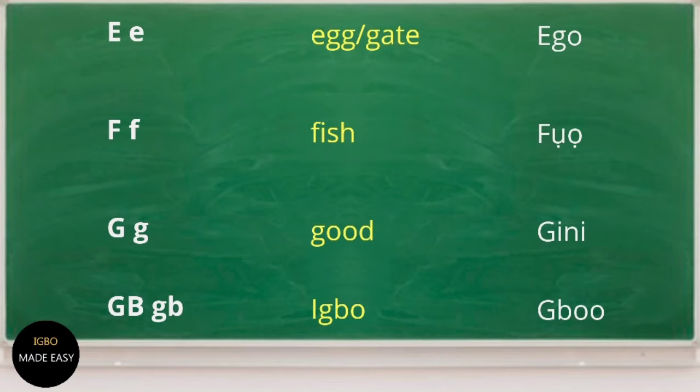Now for fee, fee is the same regular F sound you have in English, as in fish, fine, find, you know, fire. The same sound of F is the sound of fee in Igbo. Though it is called fee, if you remove the E, what is left is the sound. The E was put there to help us pronounce the consonants.